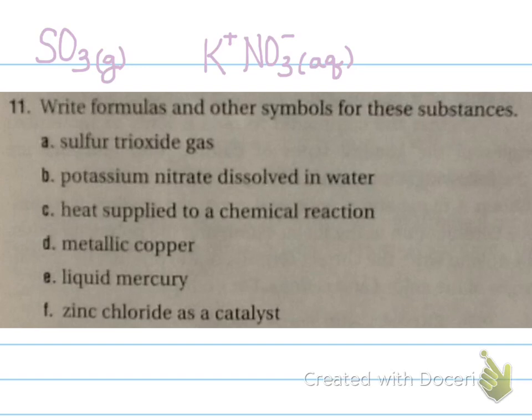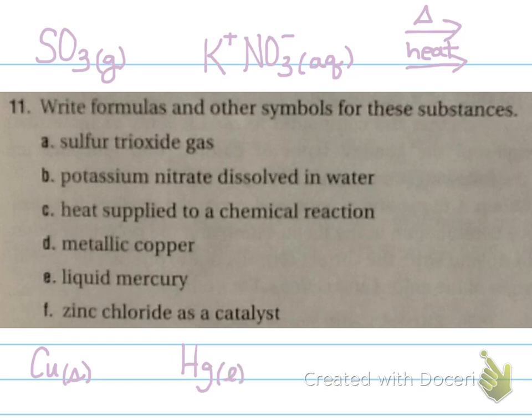Letter C, we have heat supplied in a chemical reaction. There's 2 different ways that I can indicate that I have heat. I could put the triangle over my arrow, or I could just write the word heat over my arrow. Either works. Letter D, metallic copper. Copper is Cu, and the fact that it's metallic means that it is a solid. Letter E, liquid mercury. Mercury is Hg. And to show that it's a liquid, it's the subscript of an L.